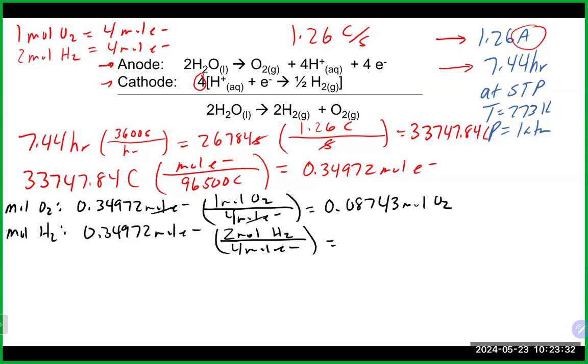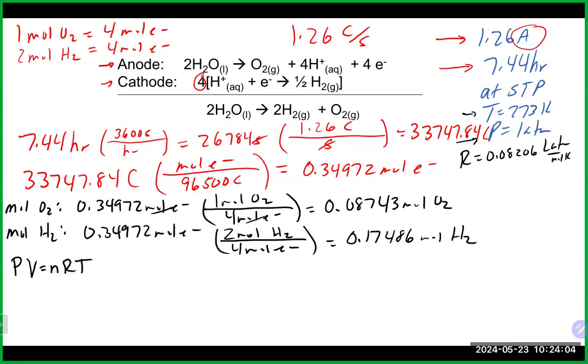And that will get us 0.17486 moles of hydrogen. Now that I have my moles of hydrogen and oxygen, I obviously have my temperature, I have my pressure. R is a constant, which we always have. That means we pretty much have everything we need to go into our PV equals nRT. And again here, I'm going to do it for each gas separately.